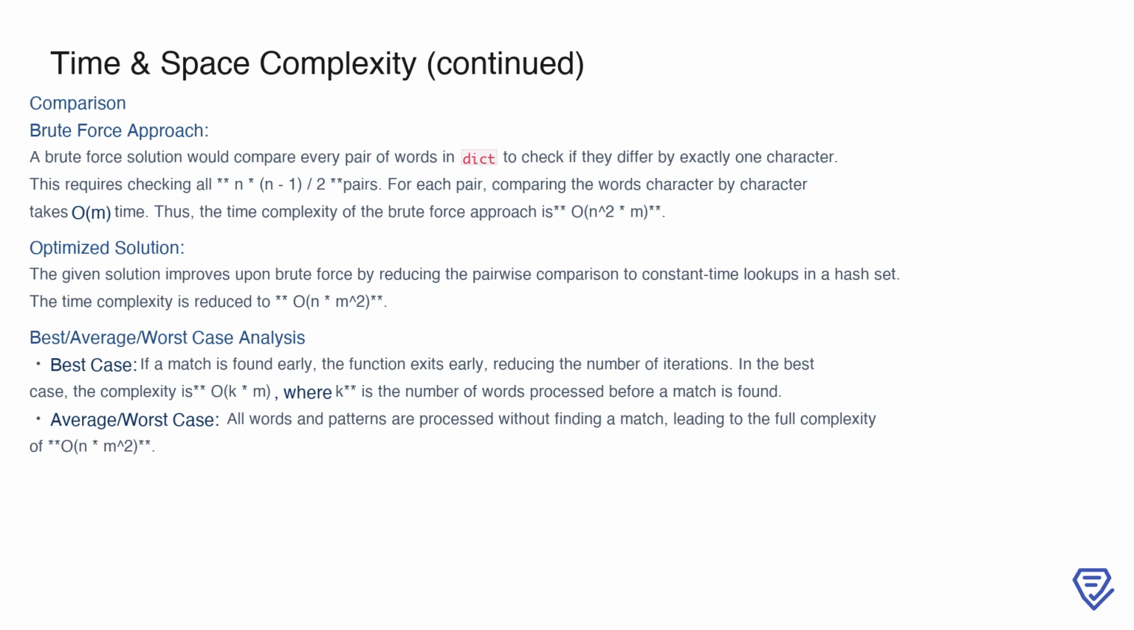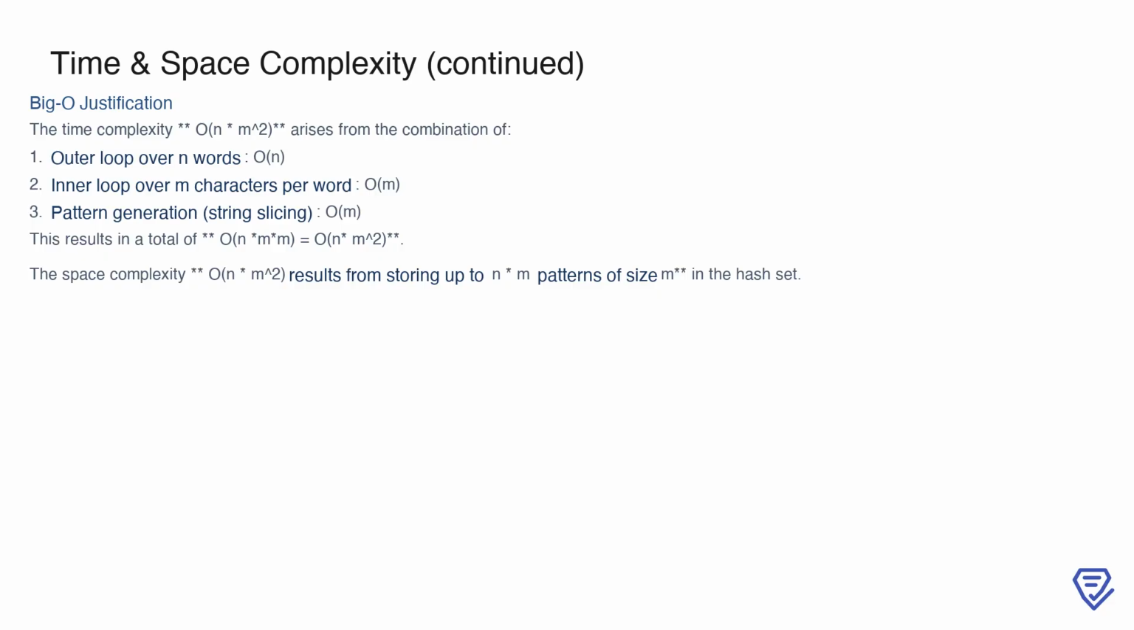Now, considering best, average, and worst case scenarios, the best case occurs when we find a match early, allowing the function to exit after processing only a subset of the words. Here, the complexity is k*m, where k is the number of words processed before the match is found. However, in the average and worst cases, all words and patterns are processed, leading to the full complexity of n*m squared. Finally, let's justify the big O complexities. The time complexity of n*m squared arises from three main factors: iterating over n words in the outer loop, iterating over m characters in the inner loop, and performing m operations for pattern generation.